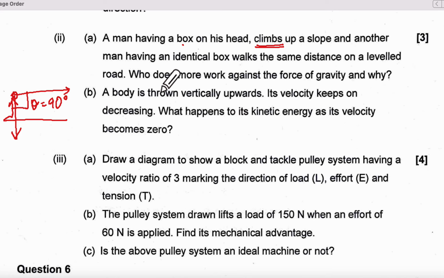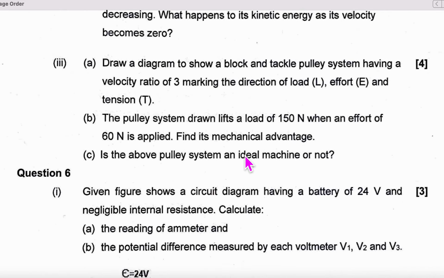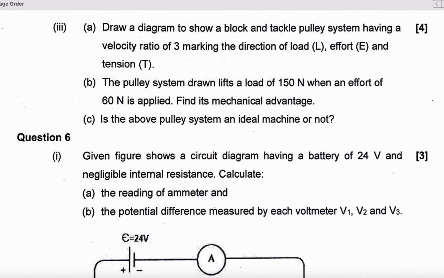Okay? A body is thrown vertically upwards, velocity keeps on decreasing. What happens to its kinetic energy as the velocity becomes 0? Kinetic energy gets converted into potential energy. Potential. Correct or no? And the maximum potential energy. So this was for 1 mark, this was for 2 marks. So these are relatively easy questions. We can go fast with these, okay?